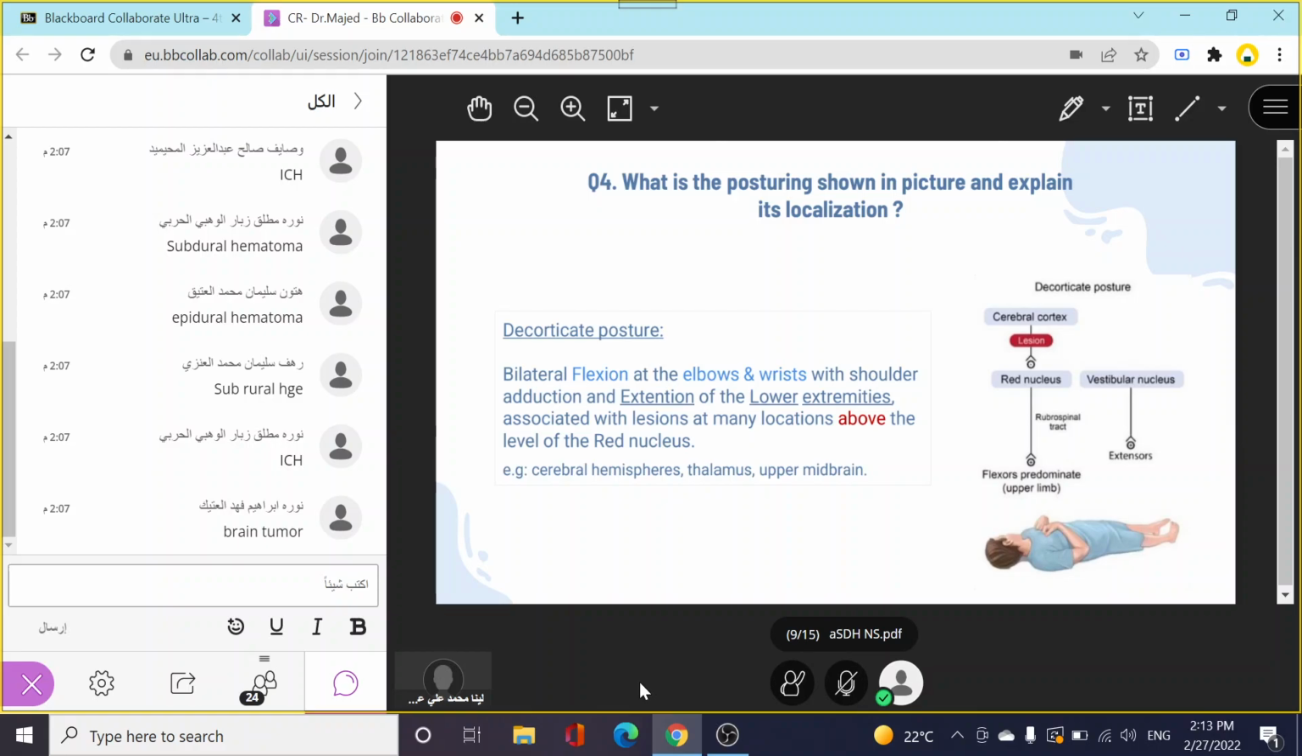And the vestibular nucleus will send impulses through the vestibulospinal tract to do extension of the lower limb.